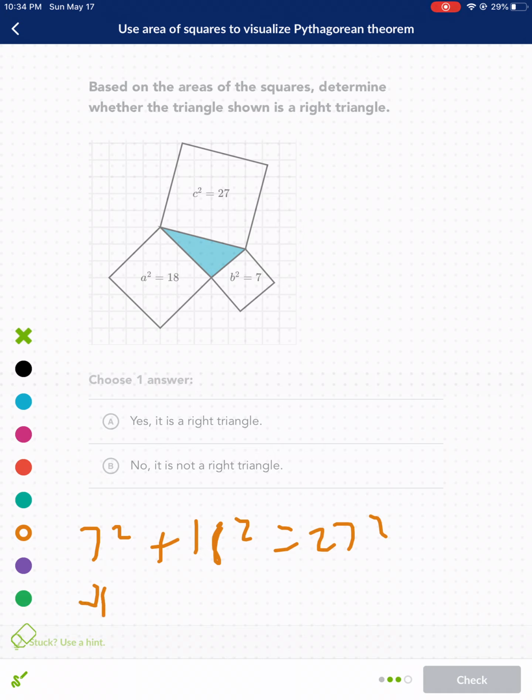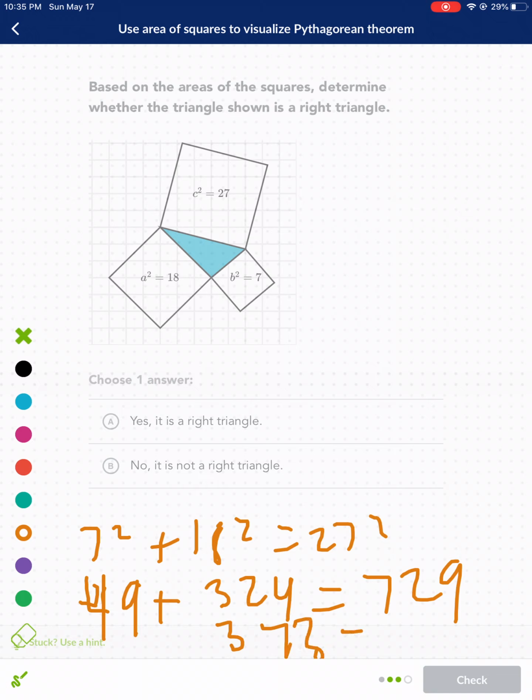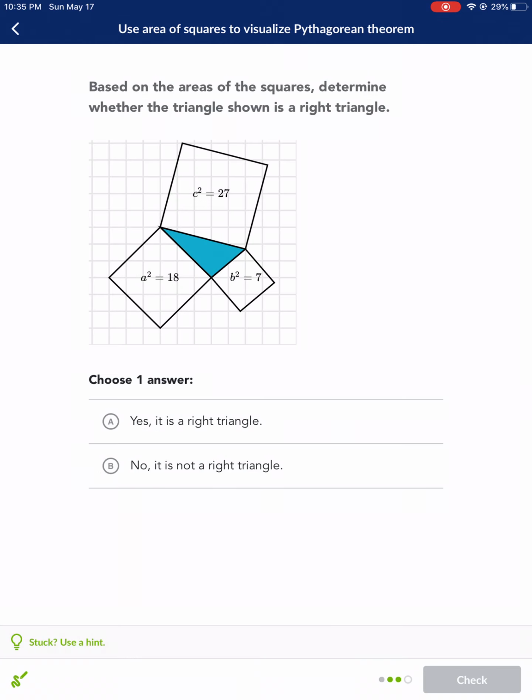7 squared is 49 plus 18 squared is 324, and 27 squared is 729. So when I look at 49 plus 324, I get 373. Those are not equal, so it's no, not a right triangle.